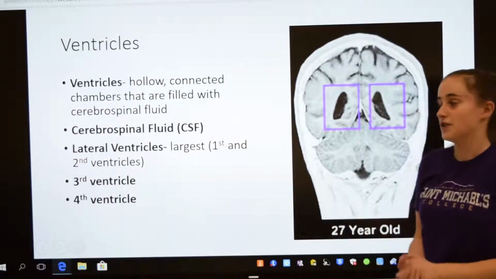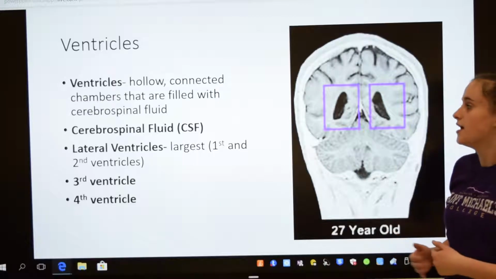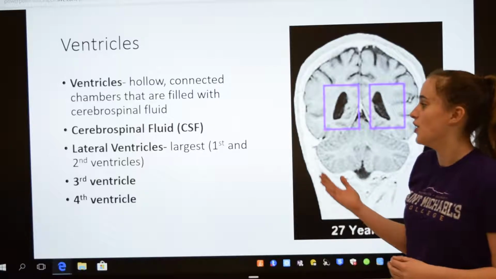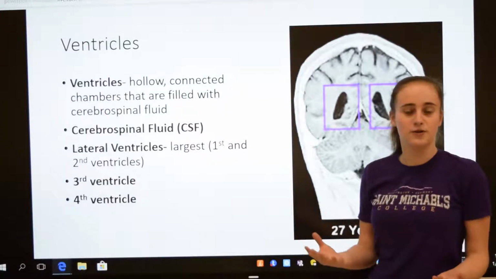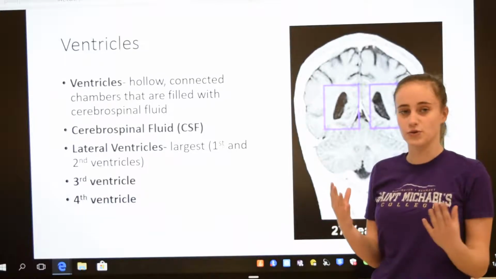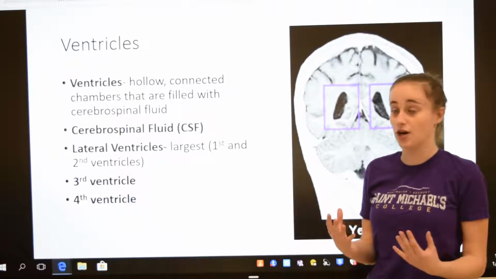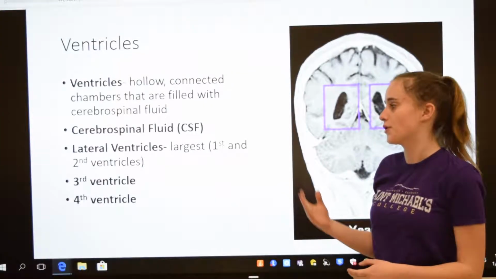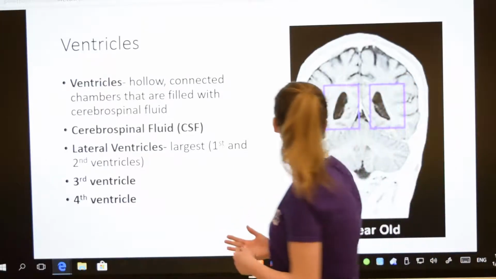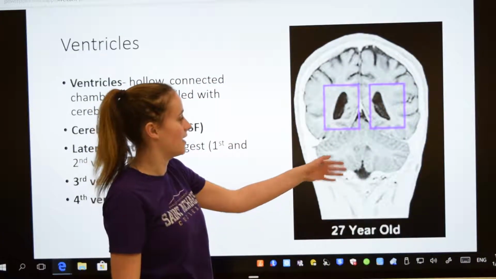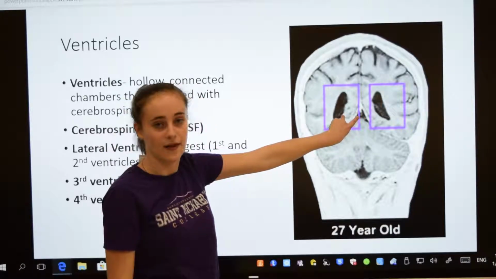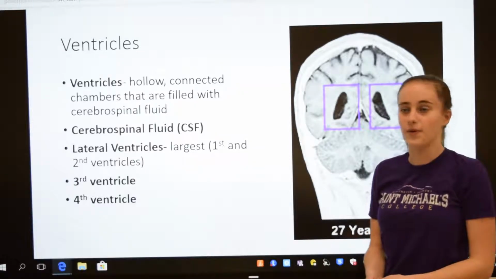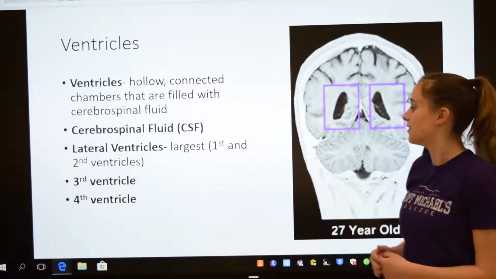So then next we have the ventricles, which are hollow connected chambers that are filled with cerebral spinal fluid. The cerebral spinal fluid is also more known as CSF. And the cerebral spinal fluid basically is just a fluid that flows through our brains to help protect it and also get out toxins. So we have four ventricles. The first and the second are more commonly known as the lateral ventricles. You can see that right here in this scan. They're the two big ones right here that are highlighted in purple. And then we also have the third and fourth ventricles as well, but those are too small to often see on scans like this.